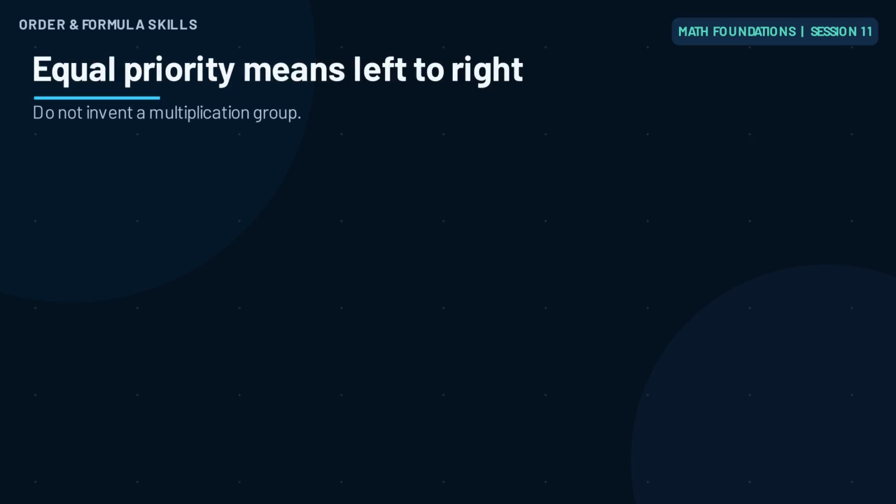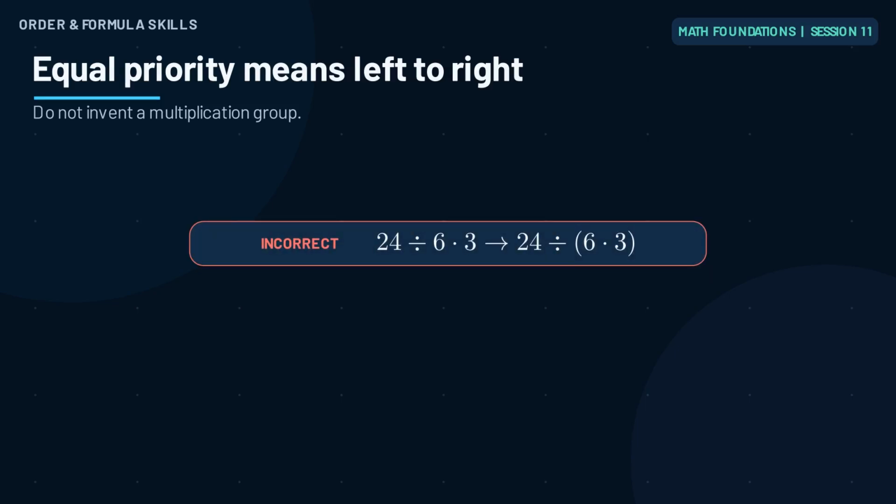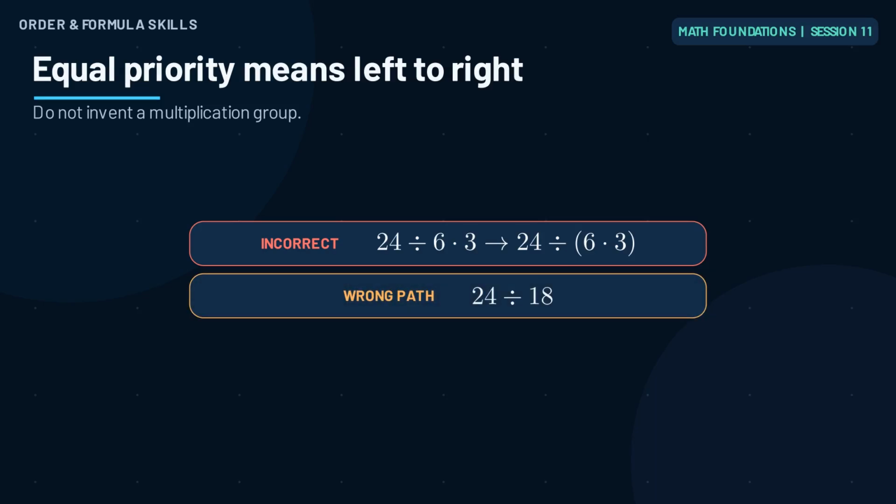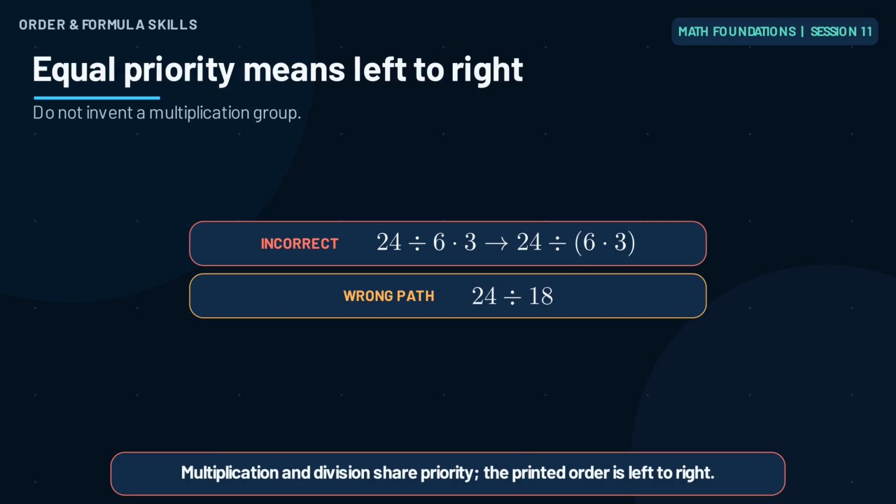Multiplication and division share priority, and are completed from left to right. For 24 divided by 6 times 3, incorrect work may multiply 6 times 3 first. That creates 24 divided by 18. There are no parentheses around 6 times 3, so that invented group changes the expression.